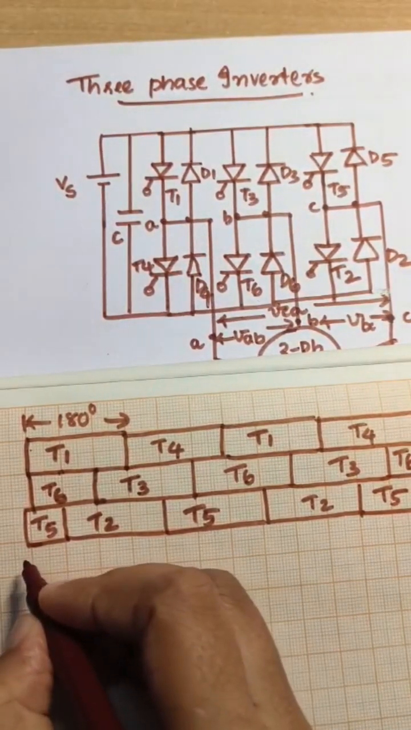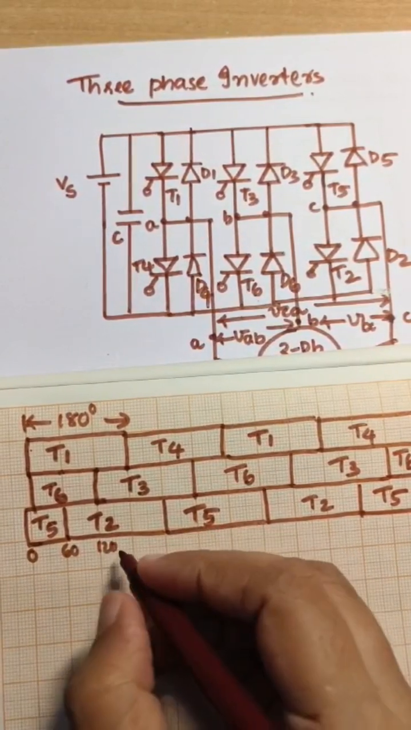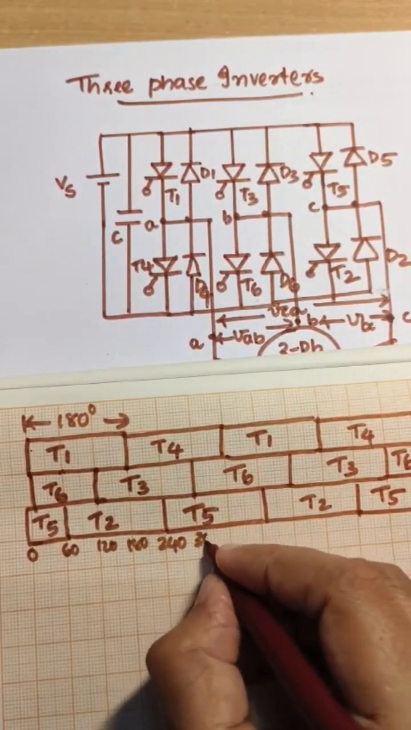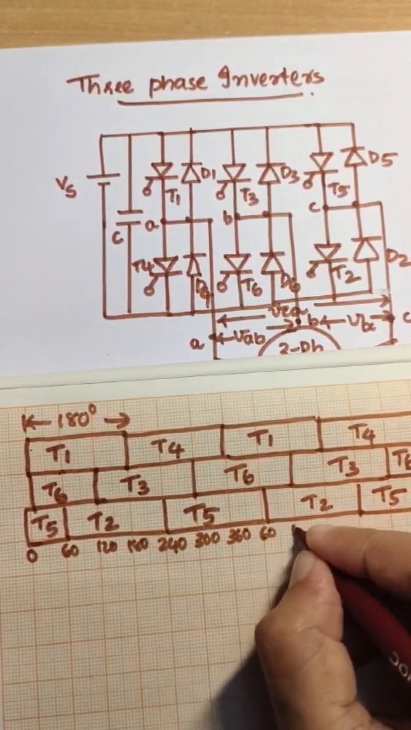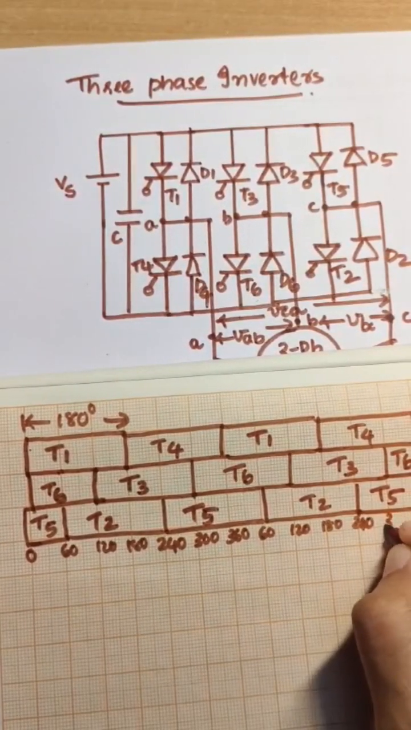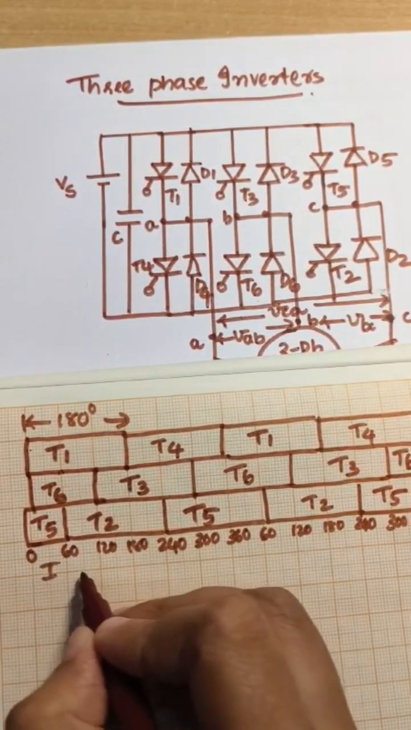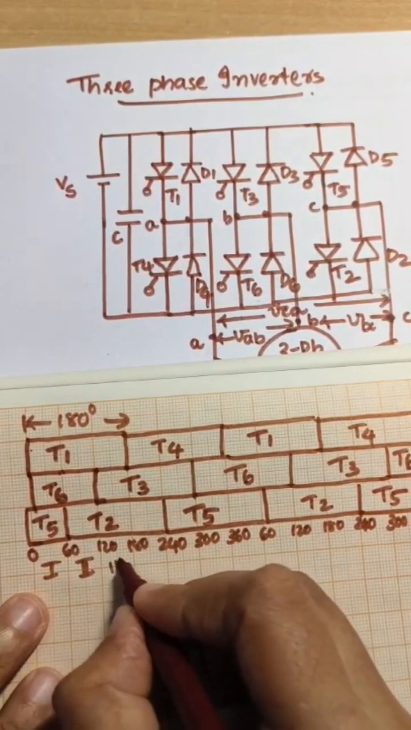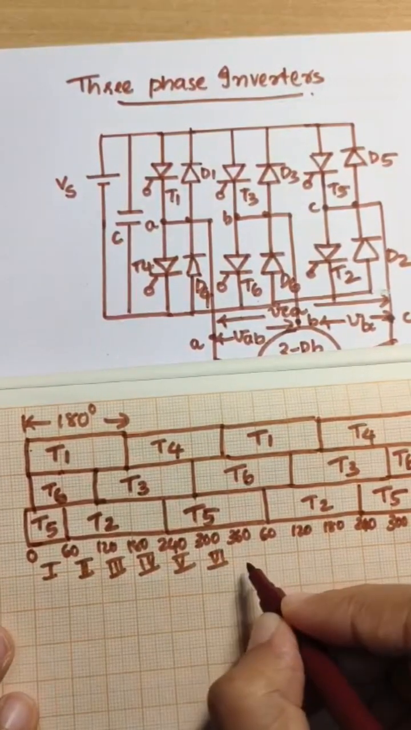We need to indicate the angle, that is here 0, 60, 120, 180, 240, 300, 360. Again repeating 60, 120, 180, 240, 300, 360. Each step is indicated as step numbers 1, 2, third step, fourth step, fifth step, sixth step, like that.